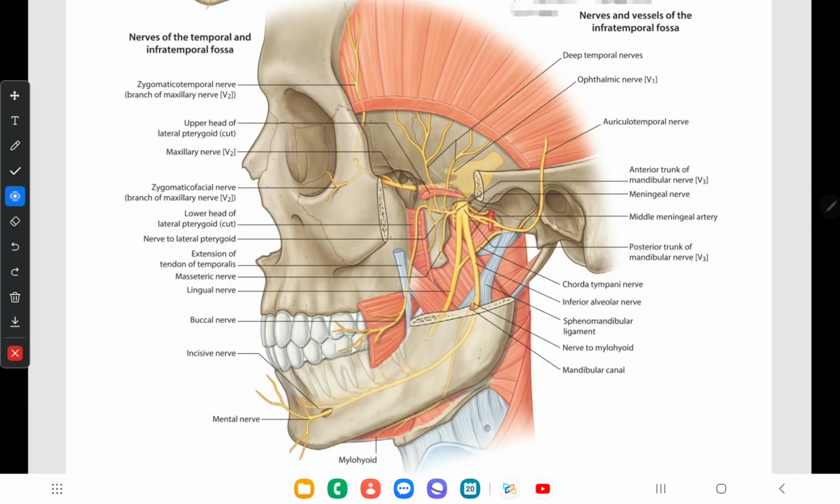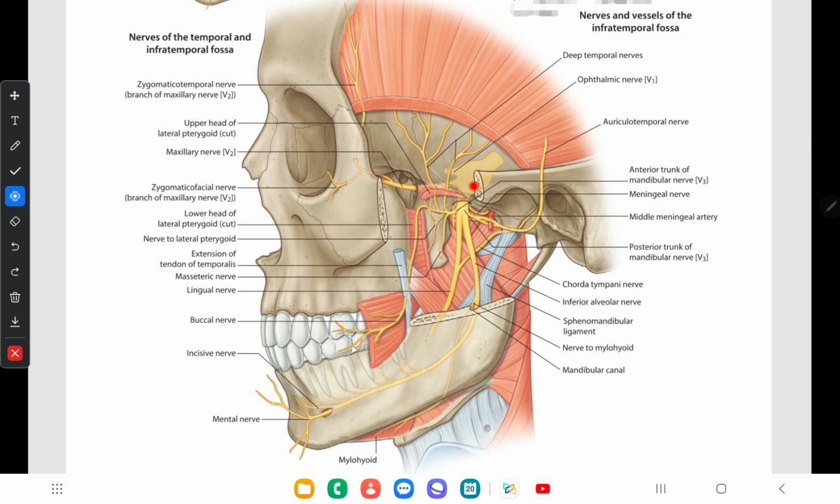From this picture, you can see the nerves of the infratemporal fossa. Here is the trigeminal ganglion, and you can see the three divisions of trigeminal nerve: ophthalmic division, maxillary division, and mandibular division. So the mandibular nerve is the nerve which can be seen in the infratemporal fossa.